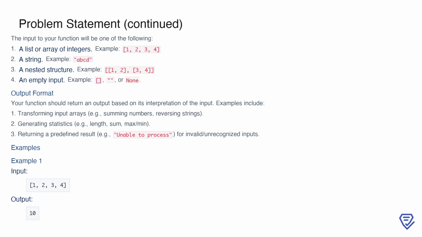Based on the given input, your function is expected to produce a corresponding output that reflects its interpretation of the data. For example, it could transform input arrays by summing the numbers, or reverse strings, or generate basic statistics like the length or maximum value. If the input is invalid or doesn't fit any recognizable pattern, the function should return a predefined result, such as unable to process. Let's explore some examples to better understand how the function might behave in practice.